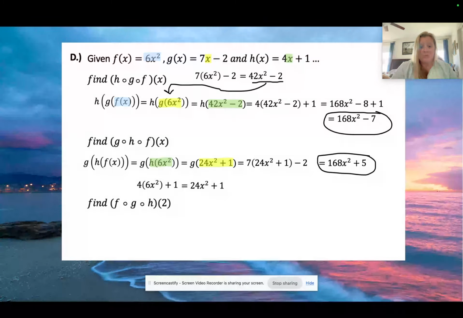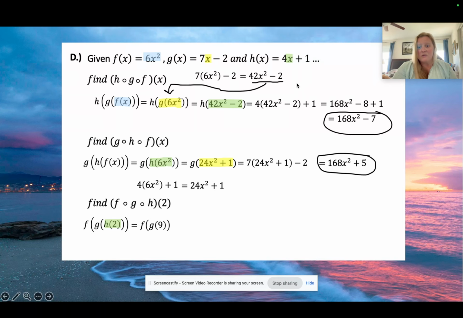Now we'll do it one more time, but I'm going to use a 2 instead of an x. So my notation would look like this when it's rewritten. Again, we work from inside to outside, so we do h of 2 first. This is something I could do in my head, you're just plugging 2 into this formula. 4 times 2 plus 1 is 9, and that's where the 9 came from. Then I need to get g of 9. So I'm going to put 9 into the g formula, and again, I'm going to do this in my head. 7 times 9 is 63. 63 minus 2 is 61.